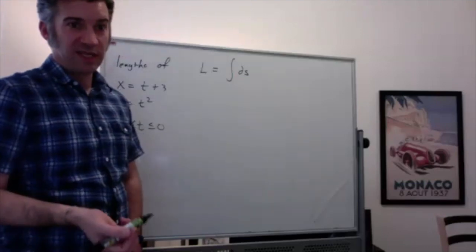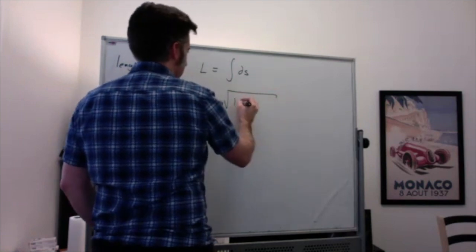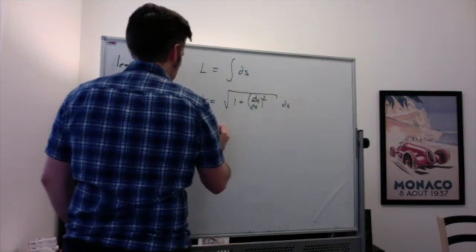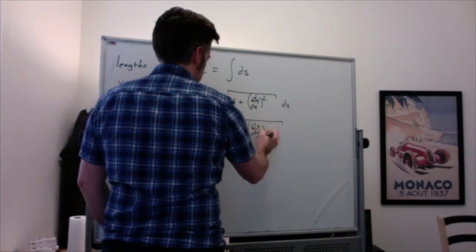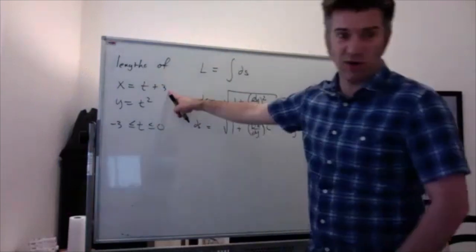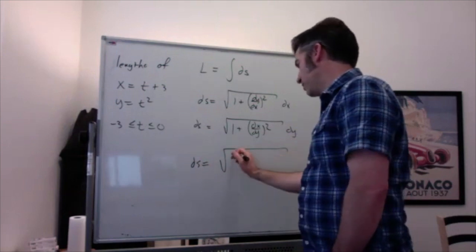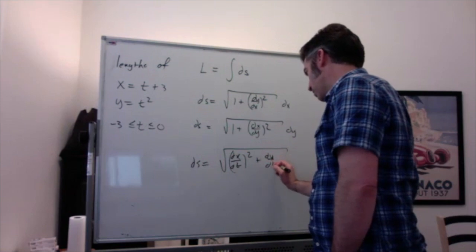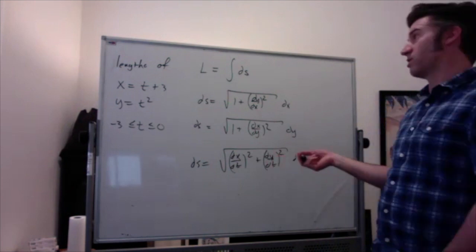And we have seen before that ds can be the square root of 1 plus dy dx squared dx, or it can be the square root of 1 plus dx dy squared dy. Well, there's a third version for parametric curves. The third version is that ds is equal to the square root of dx dt squared plus dy dt squared dt. And that's the version we're going to use here. Or at least we're going to use it to set this one up.